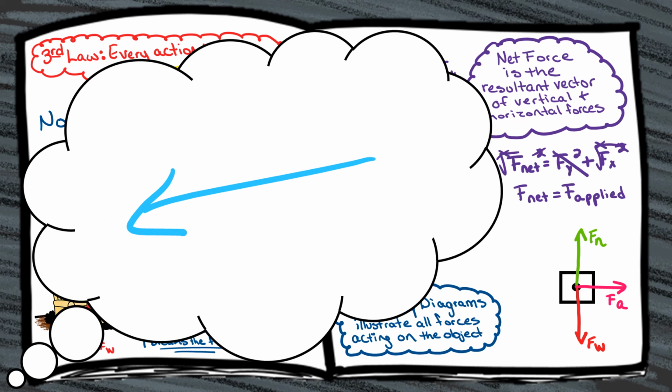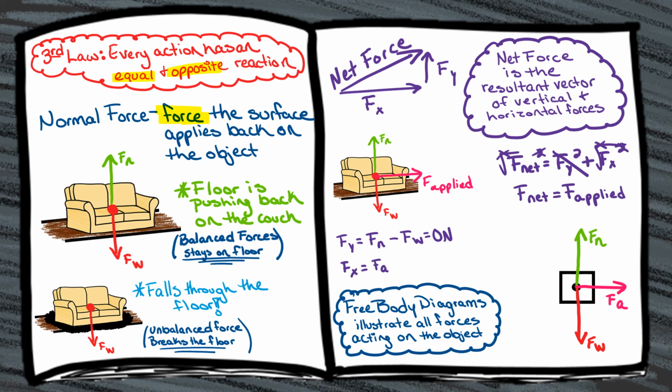Good job. Friction would be drawn in the opposite direction of motion. In this case, the couch is moving to the right. Therefore, friction would be pointing to the left. Now, you need to remember, the size of the vector arrow corresponds to the magnitude, which is why normal force and force weight are equally sized arrows. But what about friction and applied force? How would you draw these?